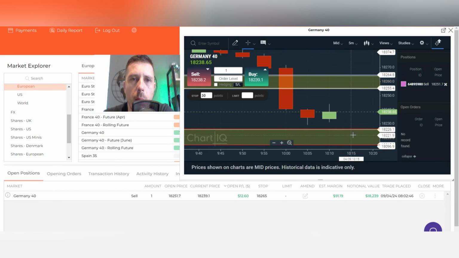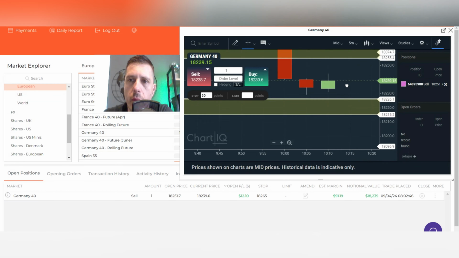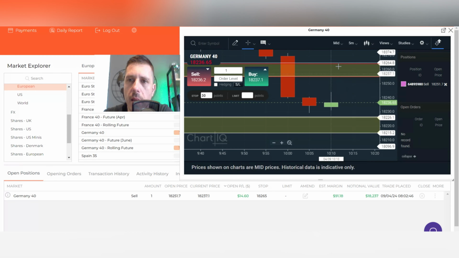Right, guys, there is the pullback, and now we are expecting a continuation to the downside. So it falls, pulls back, and falls further. You always have to think in a trend. In case it pushes back to this area and breaks out, that's a sign you should get out of your trade if you missed taking your profit.